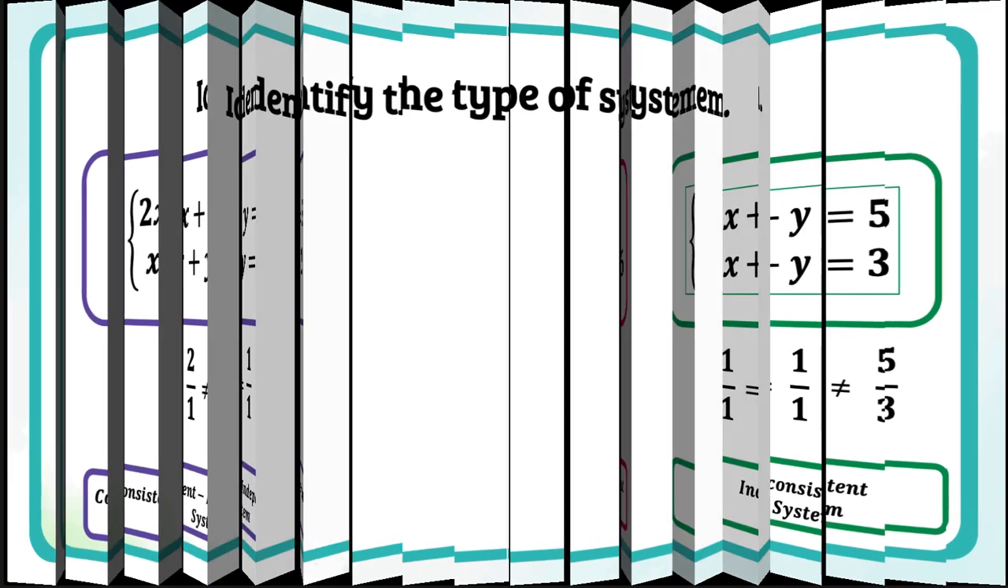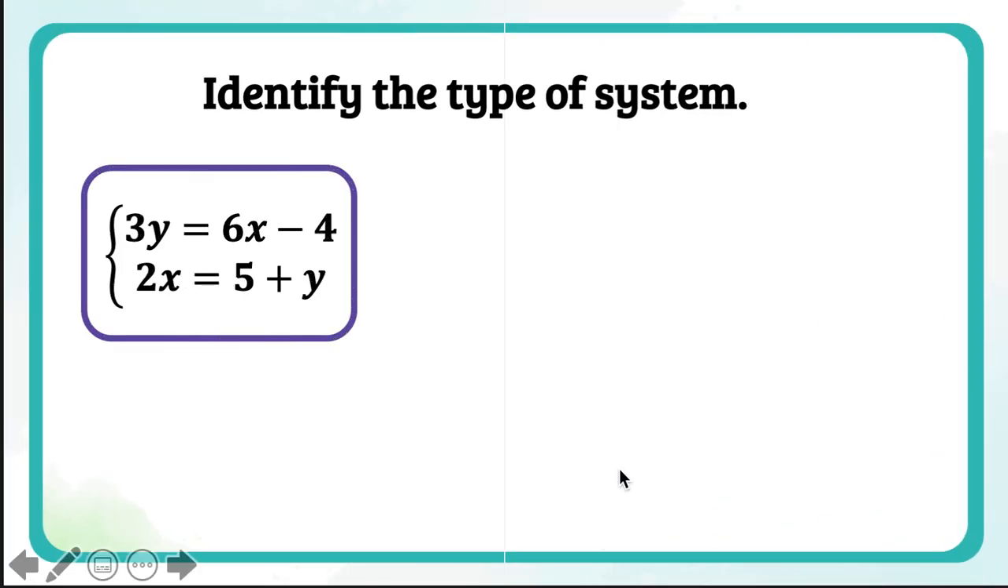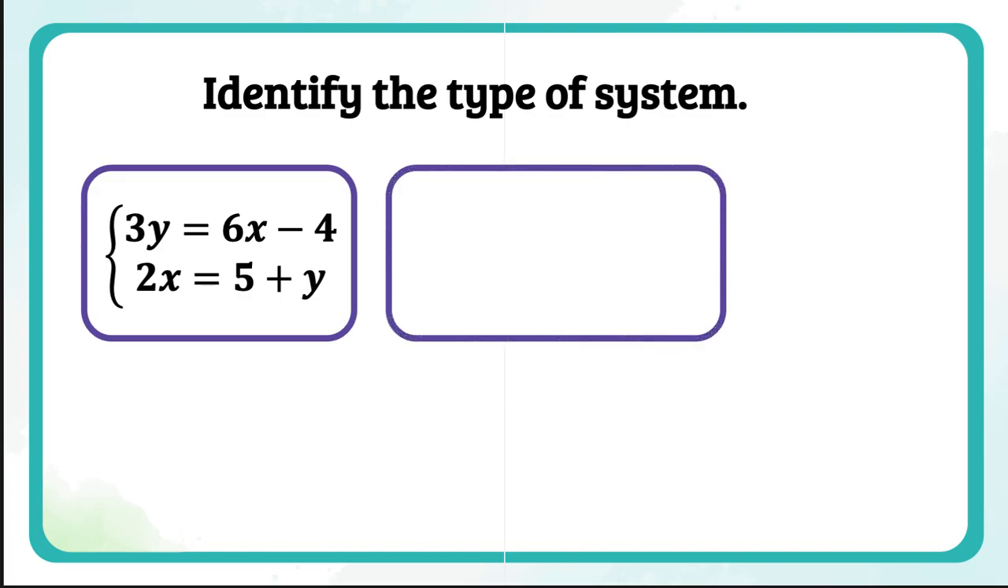Another example, what if we have an equation which is not written in standard form? So what we are going to do first is to rewrite our equations in standard form. So again, the standard form of linear equation in two variables is ax plus by is equal to c. So if I'm going to change the first equation into the standard form, just simply transpose 6x on the other side of the equation. So we will have now negative 6x plus 3y is equal to negative 4.